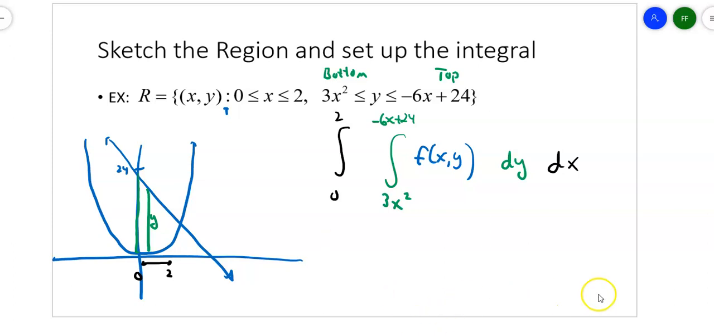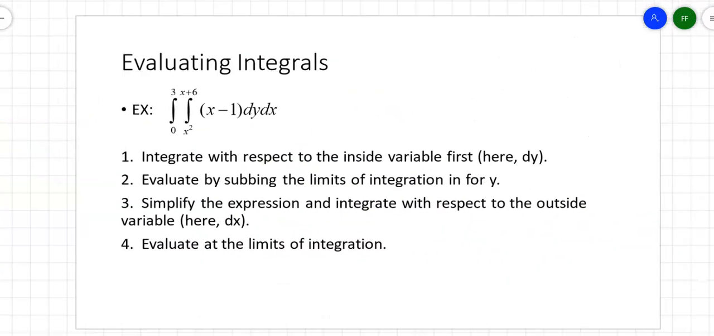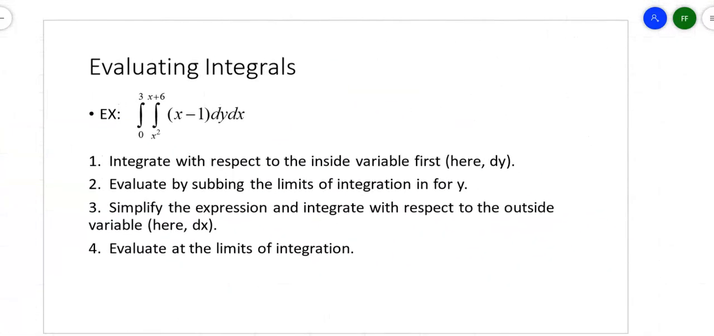Great. Now what? Now how about we try a couple of problems that have those. So this says evaluate the integrals. This time they're already given to us. So the y values range from x squared to x plus 6. So I said first integrate with respect to y, evaluate, simplify, and then integrate with respect to x.